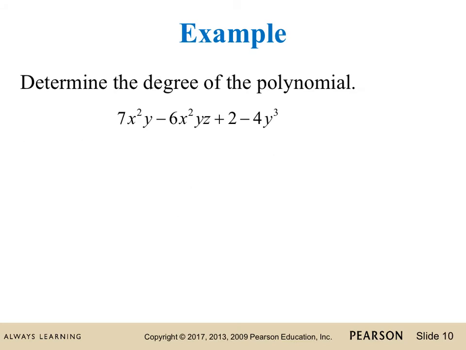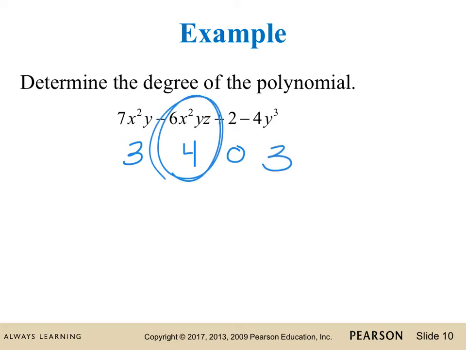Okay, let's look at this polynomial. This is a little bit different because it's mixed up. We want to determine the degree of this polynomial. I'm just going to write in blue below this the degree of each term. 7x squared y is degree 3. 6 minus 6x squared yz is degree 4. 2 is degree 0. Minus 4y cubed is degree 3. So the biggest degree wins. So this is degree 4.